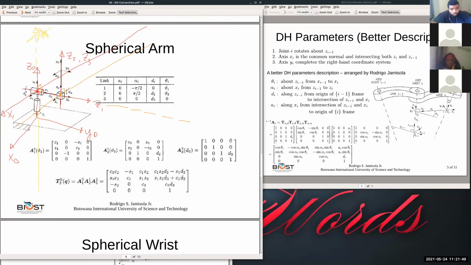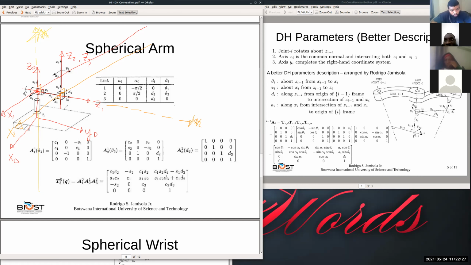It has to be perpendicular to Z1 and intersecting. So is this perpendicular to Z1? Yes, it is perpendicular to Z1. Is it intersecting Z1? Yes, it's correct. So we can assign this to be X2. What about this one? Is this perpendicular to Z2? Yes, that is perpendicular and intersecting Z2. But is it perpendicular to Z1 and intersecting Z1? No. So if you assign this one to be X2, this cannot be. So our X2 is there.